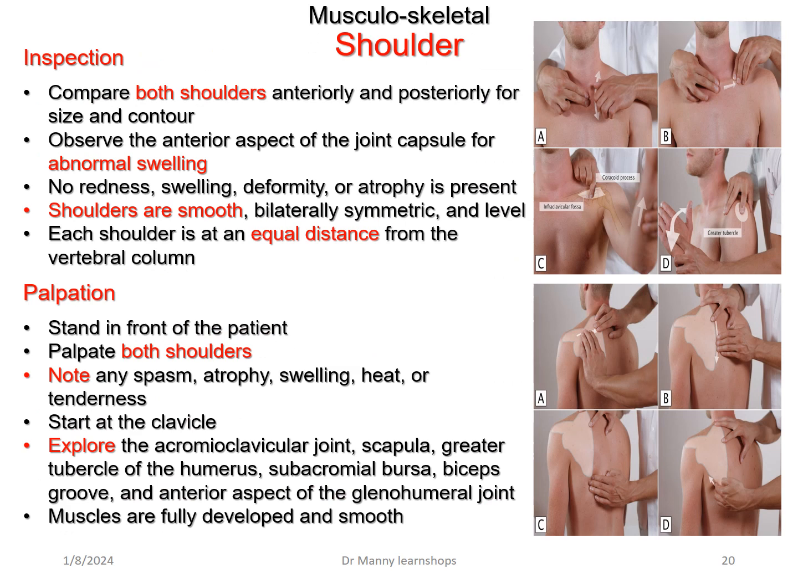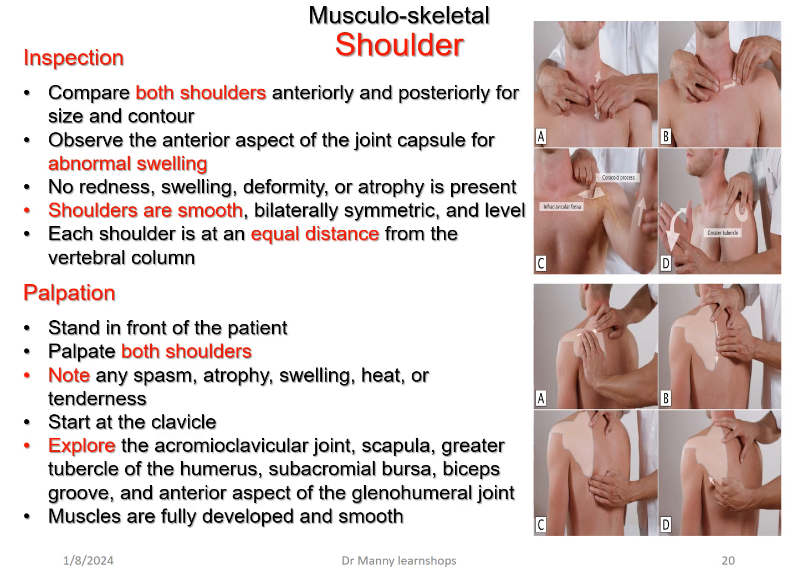When it comes to the shoulder, you compare both shoulders anteriorly and posteriorly for size and contour. You observe the anterior aspect of the joint for abnormal swelling. There should be no redness, no swelling, no deformity, no atrophy. The shoulders are typically smooth, symmetrical, and level. Each shoulder is at an equal distance from the vertebral column.